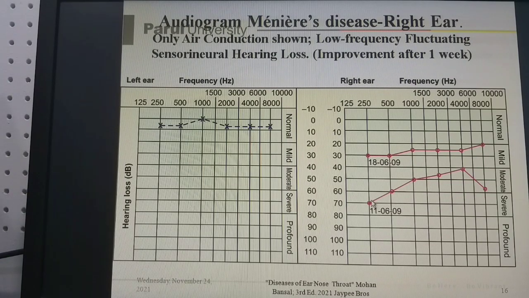So you can see there is good improvement in the hearing loss. When the patient reported in the OPD at that time, it was 11/6/2009, the hearing loss was quite severe. But after the treatment, after the passage of time, and when the other symptoms also got relieved, you can see the improvement in the hearing. So now it is showing you mild hearing loss. Formerly it was moderate to severe, but after 1 week, hearing improved.